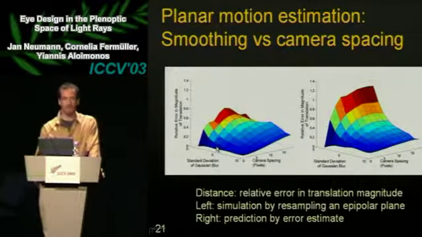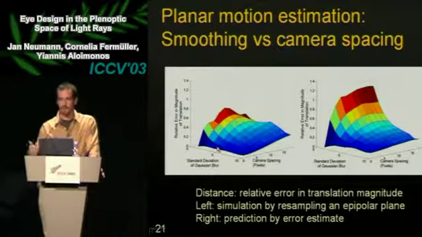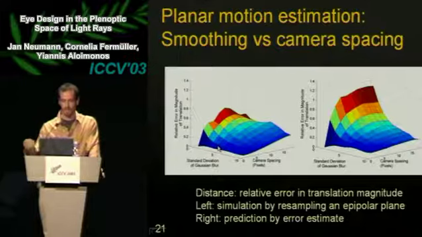So that's what I pointed out earlier, that the best image in conventional terms might not be the best image for a given task, but that we should measure the task performance of a camera in terms of what we truly would like to accomplish. And here we see again our prediction by our error estimate.